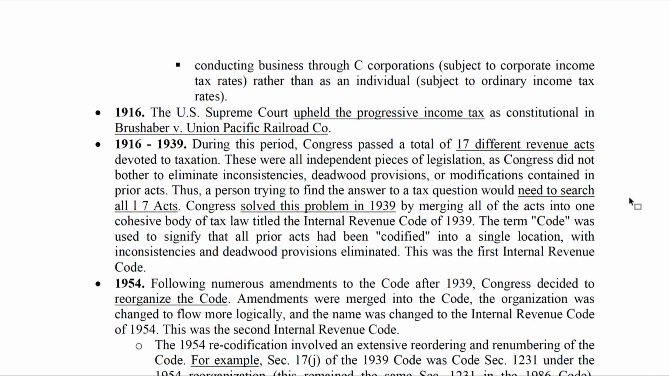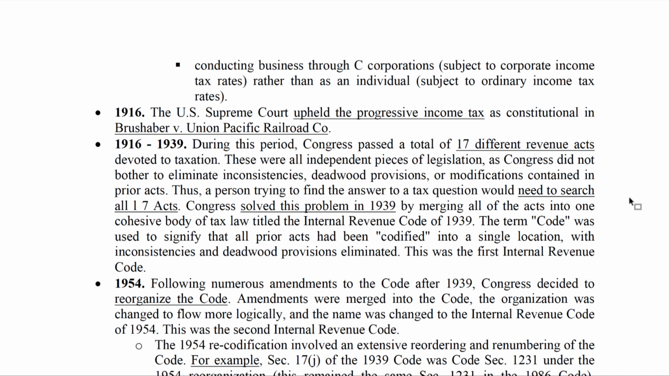So between 1916 and 1939, there are 17 different revenue acts. And this becomes basically a mess. There's all these independent pieces of legislation, as Congress did not put them all together. There's all these inconsistencies, deadwood provisions, modifications. So if you're a researcher, you've got to go through and look at all 17 different acts. This is really a pain.